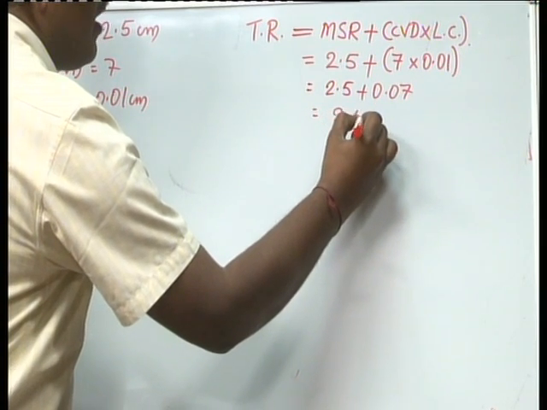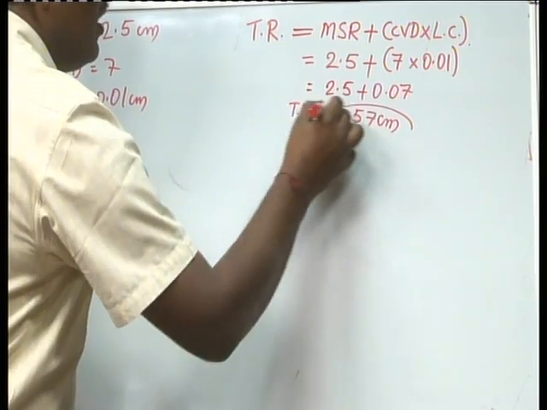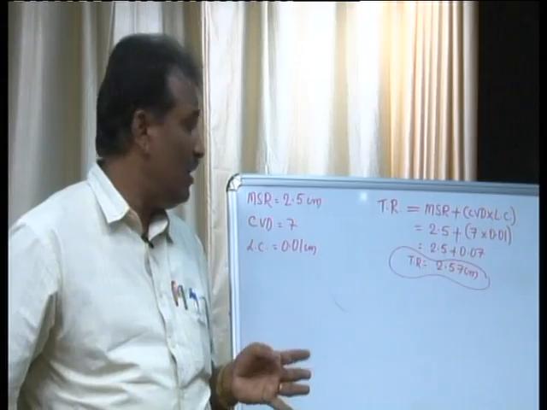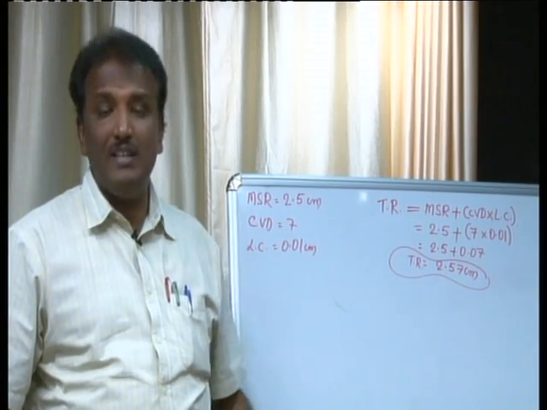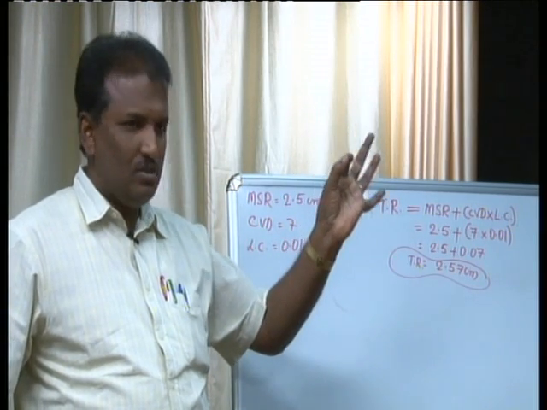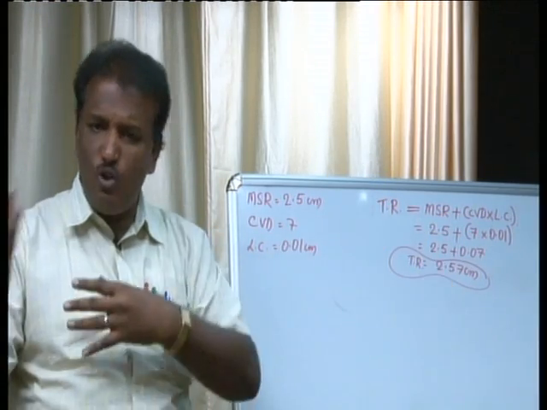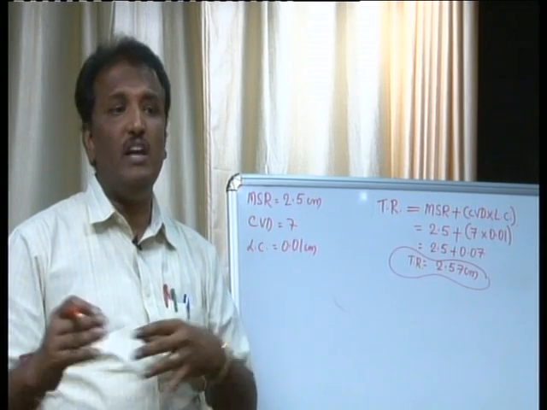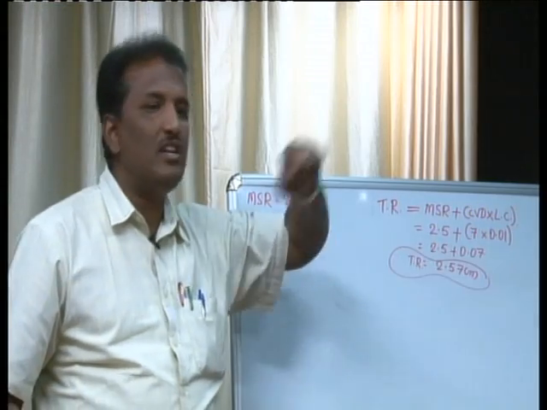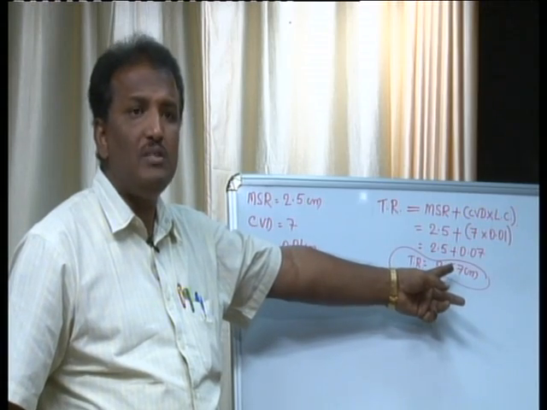2.57 centimeter is the length of the given object. Observe here, 2.57. In the ordinary scale, you may take it as 2.55. The situation is, one end of the object coincides with the zeroth division of the scale, and the other end lies between 2.5 and 2.6. In such a situation, you can say it is greater than 2.5 centimeter and less than 2.6 centimeter, therefore our answer is 2.55. But actually it is 2.57 centimeter.